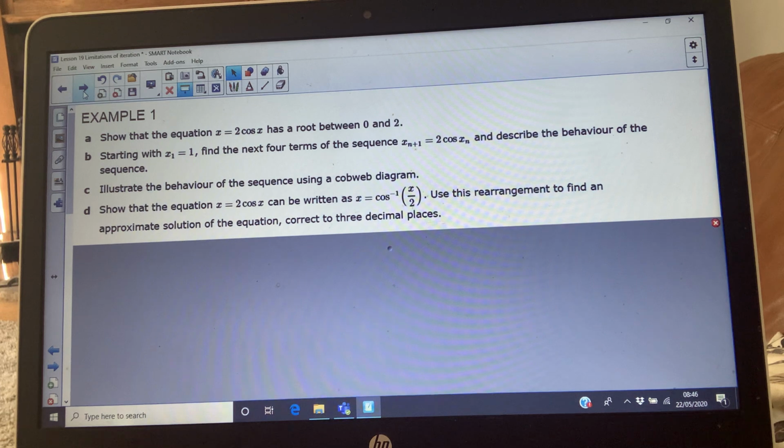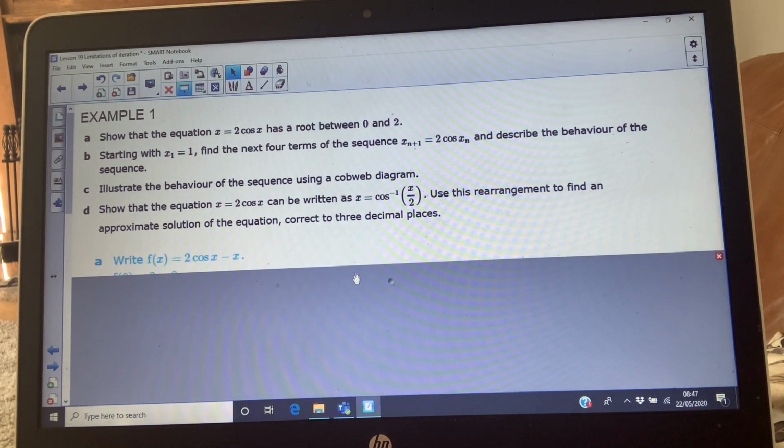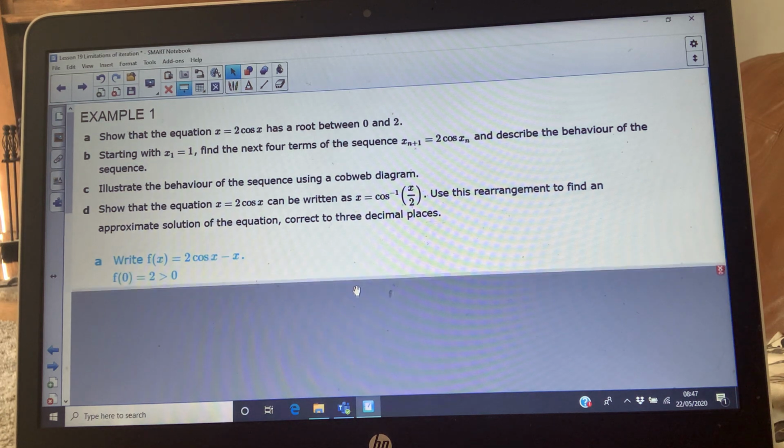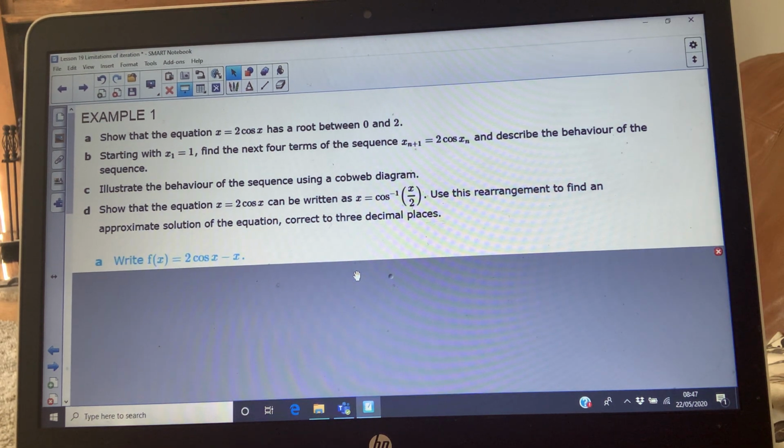Right, quite a big example, quite a tricky example, but let's take our time and have a quick look at it. Part A: show that the equation x equals 2 cos x has a root between 0 and 2. So instantly we should think sign change rule. The first thing you're going to do is rearrange that so that it's in the form f of x equals 0. So I've taken x off both sides and I've rewritten that as 2 cos x minus x equals 0.